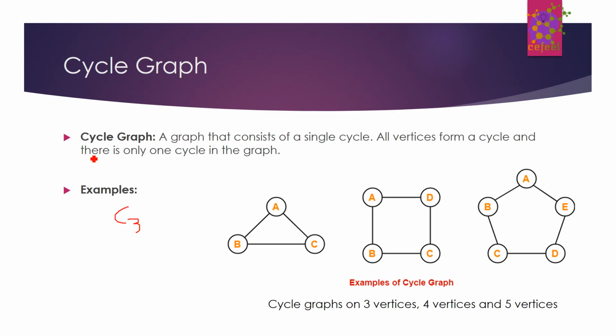Let's say C3, which means a cycle graph on 3 vertices. We have one here, A, B, C: A to B, B to C, and C to A. Similarly, we have this one as C5, which is a cycle graph on 5 vertices. So there is a single path, and the single path itself is a circuit. A to B, B to C, C to D, D to E, and back to A.